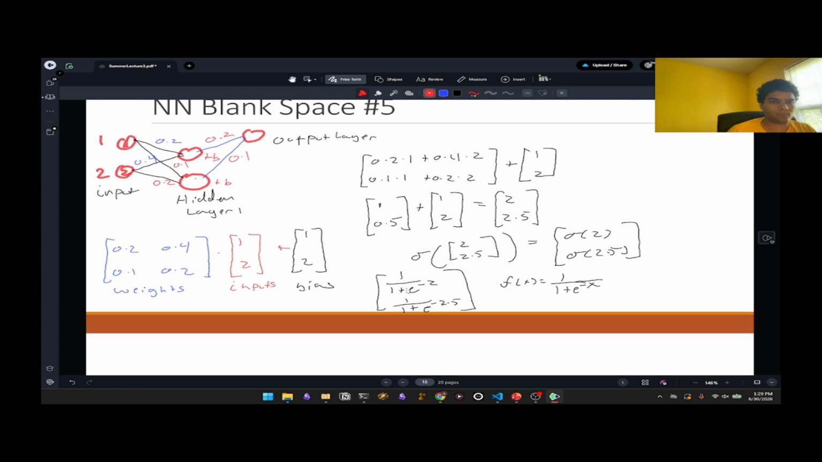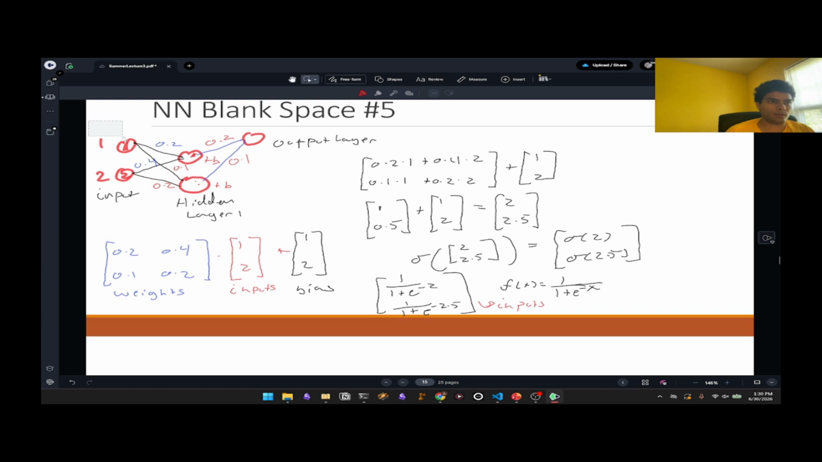These are now the values of our neurons here. So 1 over 1 plus e to the negative 2 is whatever the output of this neuron is. And then 1 over 1 plus e to the negative 2.5 is the value of this neuron. So those are now acting as our inputs. Now we have the weights. So let me see if I can copy this structure.